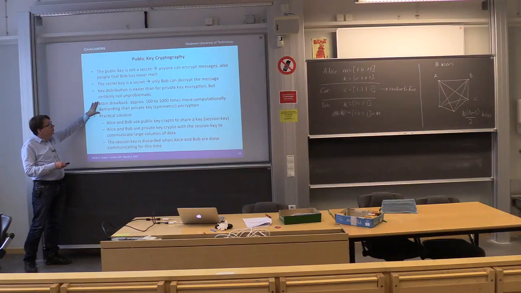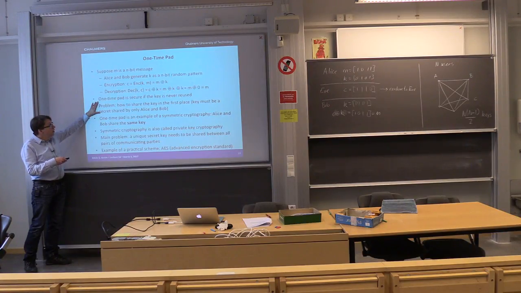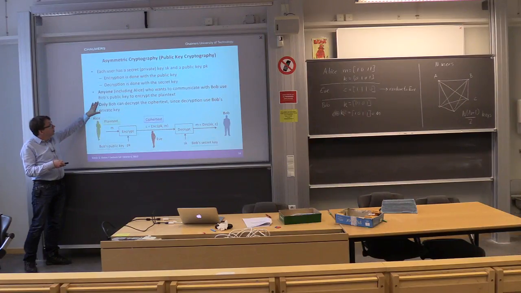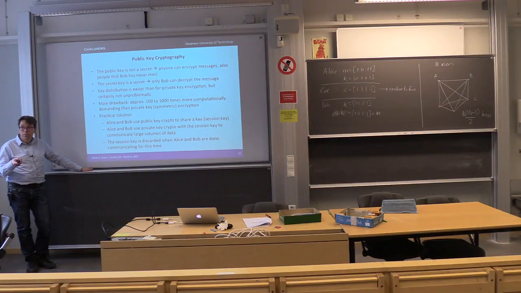The main drawback is that the encryption and decryption of this is 100 to 1,000 times more complicated than the encryption and decryption of symmetric key crypto. So there is no free lunch. It costs about 100 to 1,000 times more computing power. So what do we do? Well, here's the genius. We use public key crypto to transmit the key for private key crypto, and then we use the private key crypto for communicating large amounts of data.